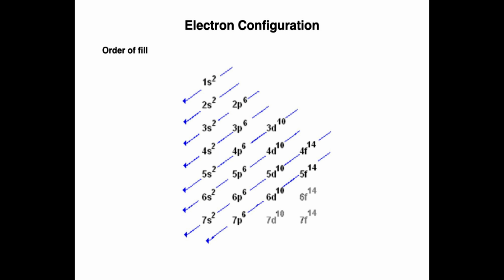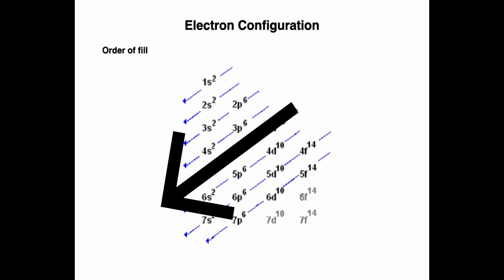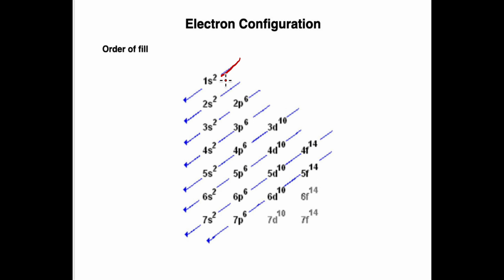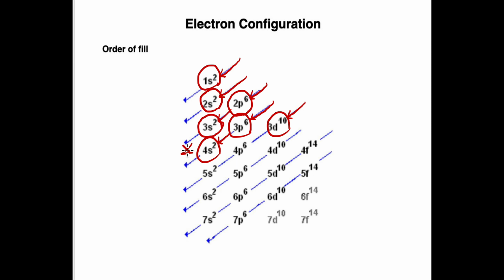Now let's talk about the order of fill. After writing down the different available orbitals in each energy level, we can draw diagonal lines through them to see the order of fill. By following the diagonal lines, we can see the order of fill. First, 1s2 becomes filled by the electrons, then 2s2, 2p6, 3s2, and then 3p6, 4s2, and then 3d10. We can see that 4s2 becomes filled before 3d10. This is because 4s2 is in a slightly lower energy state than 3d10.